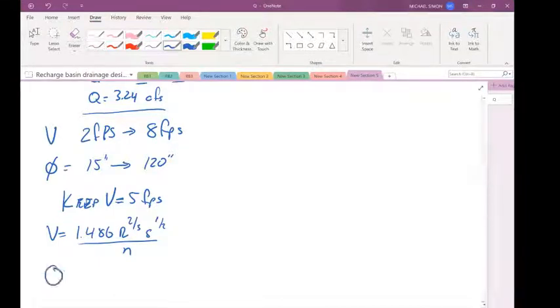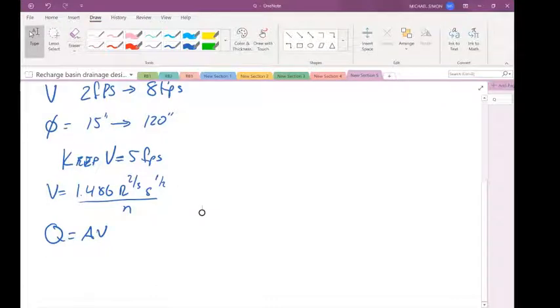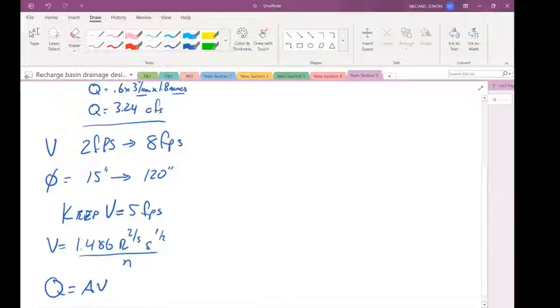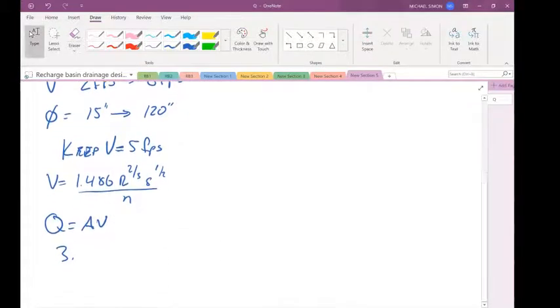We also have an equation, Q is equal to area times velocity. So for that one, that would be our best choice, just with the parameters we have. We have a Q equal to 3.24 CFS. That'll equal the cross-sectional area of the pipe, which we're going to determine, times a velocity, and we want to keep it at 5 feet per second.